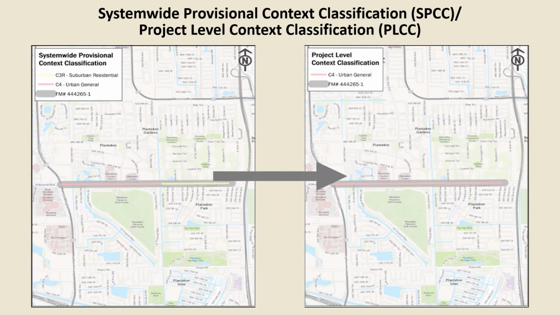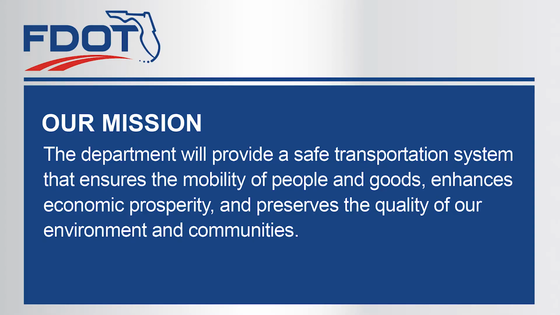Once determined, the PLCC is provided to the roadway design team to establish the design criteria reflecting the roadway's existing and desired future context and transportation characteristics. In summary, context classification supports the Florida Department of Transportation mission by providing a safe transportation system that ensures the mobility of people and goods, enhances economic prosperity, and preserves the quality of our environment and communities.